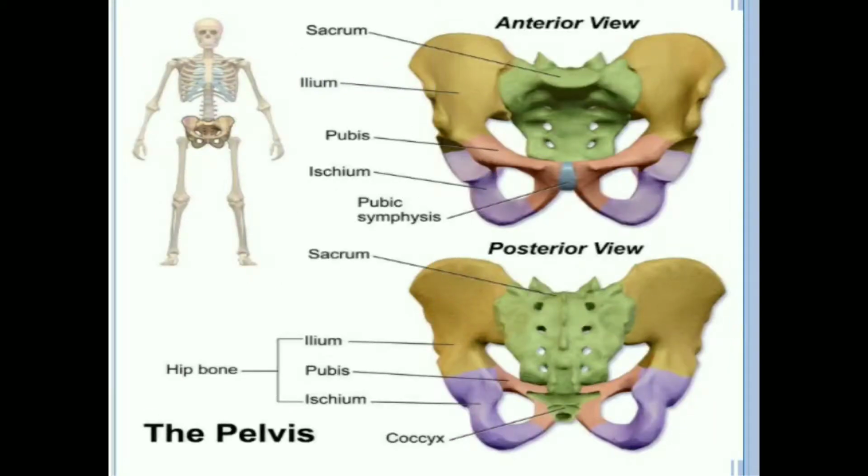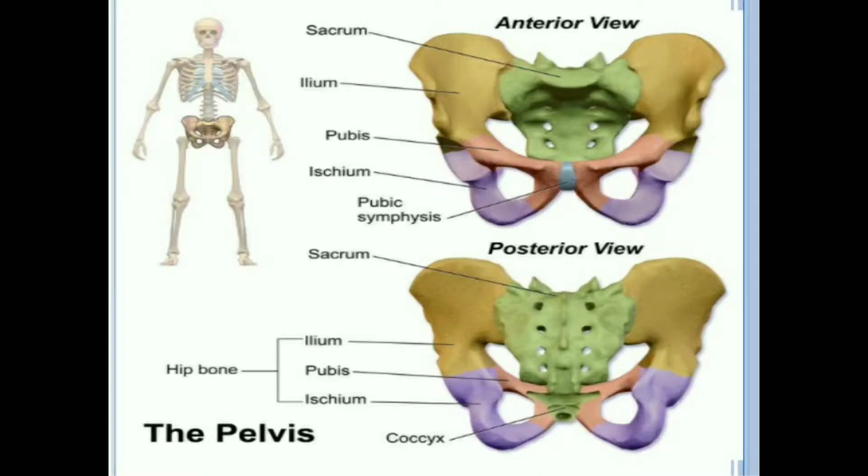This is the anterior view of the female pelvis and this is the posterior view of the female pelvis. In the anterior view you can see this is sacrum, this is ilium, this is pubis and this is ischium, and they are forming an innominate bone. And in front of them there is a pubic symphysis. Pubic symphysis is a joint between 2 innominate bones, or we can say a joint between the 2 pubic bones as well.